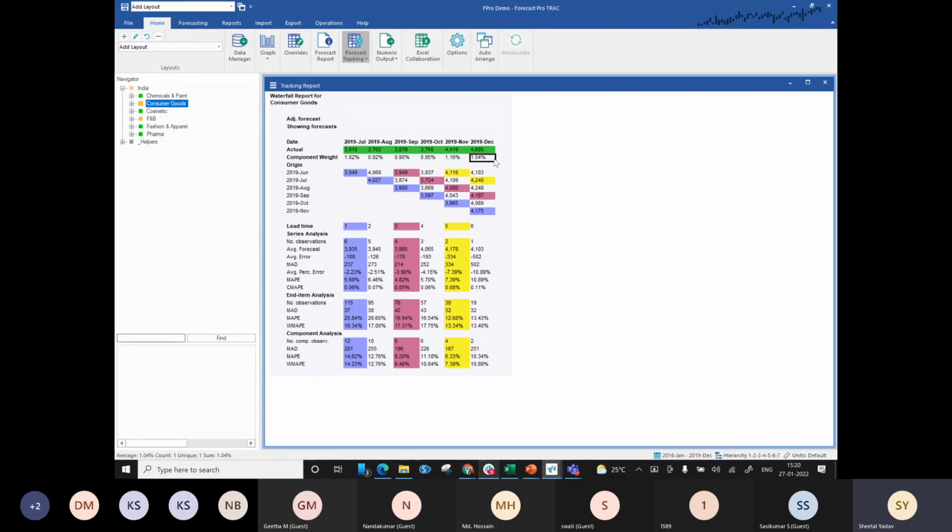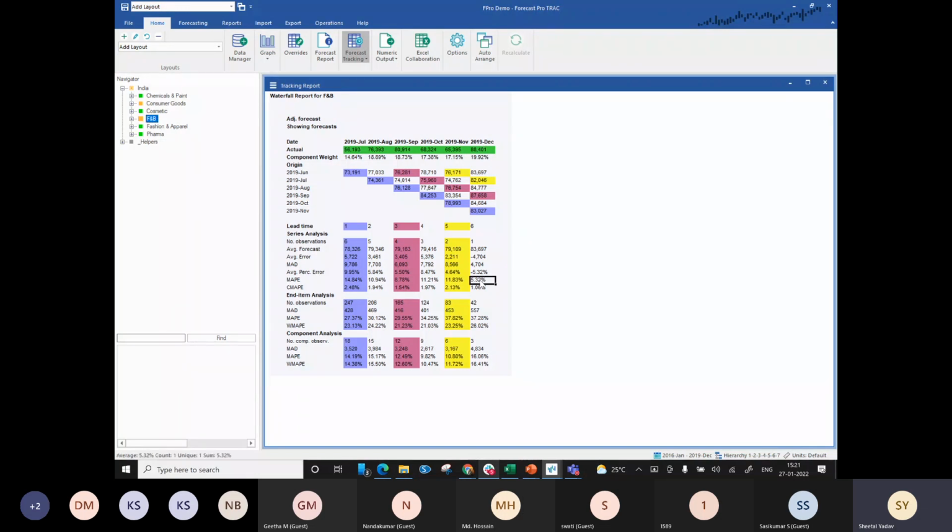In this case, it's 1%. So I'll have to multiply this component weight, because consumer good is only contributing 1% in the month of December to the overall sales. If I move to a different example, in this case food and beverage, the average sale of food and beverage is 19% of the overall sales in the month of December.